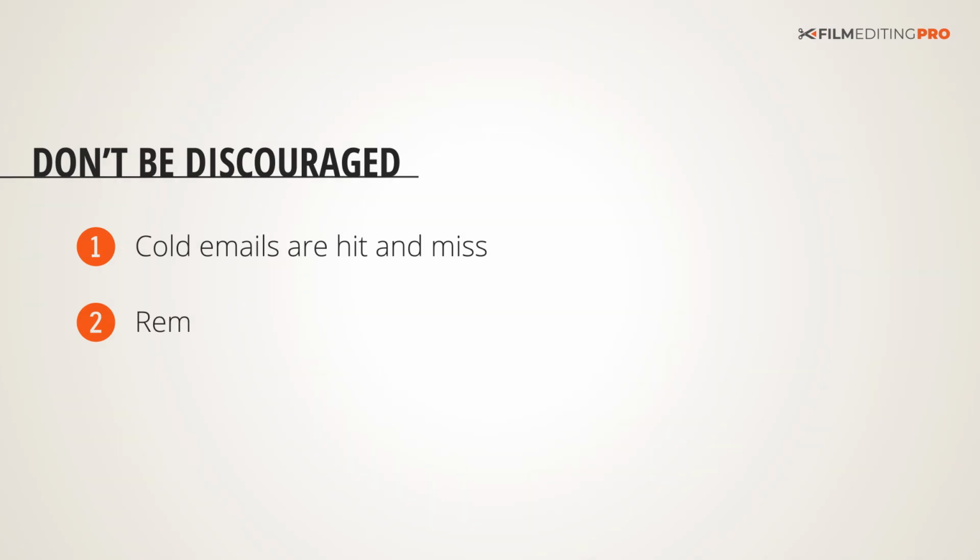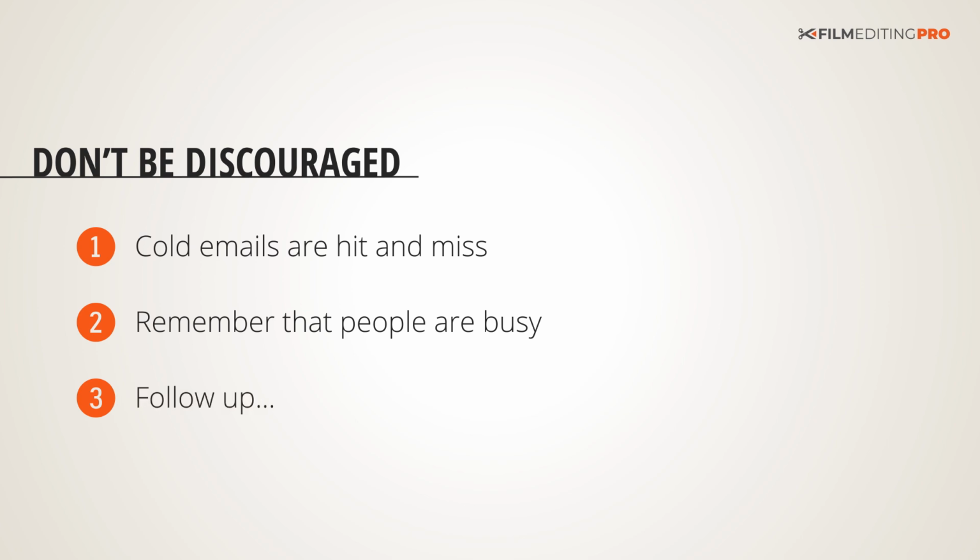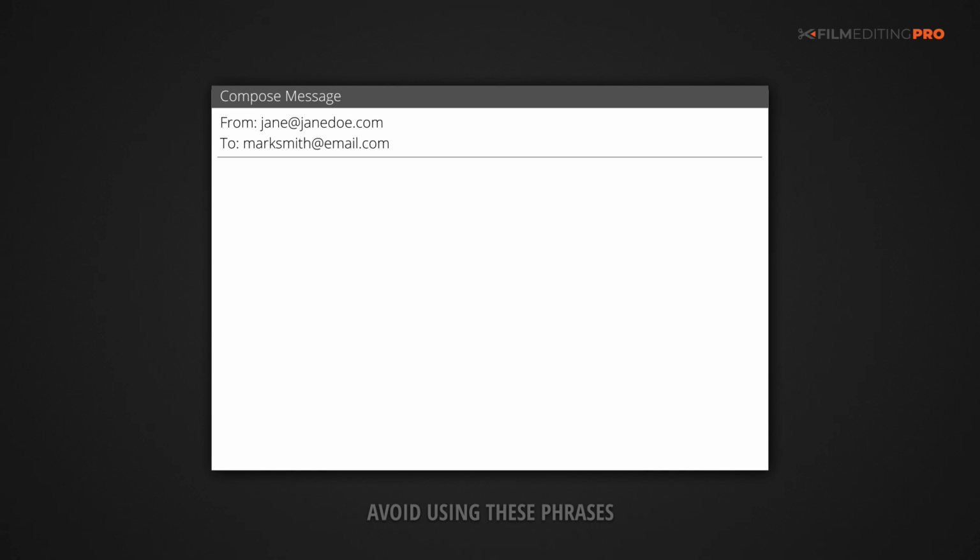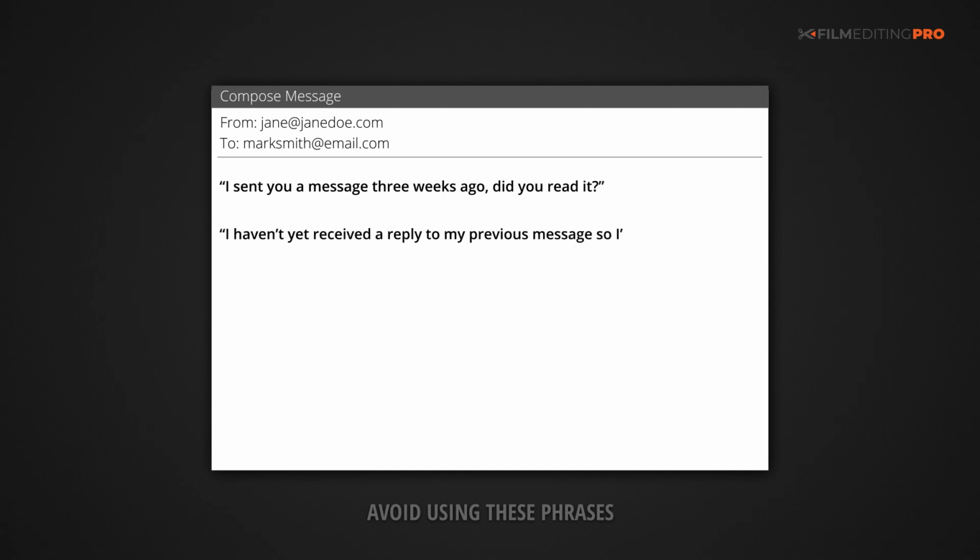So obviously, just try to remember that people are busy. It's possible that your email just came at the wrong time. If you don't hear back, you can always send out a follow-up email, but be careful about how you do it. For example, here are some phrases that you should probably try to avoid using. I sent you a message 3 weeks ago. Did you read it? I haven't yet received a reply to my previous message, so I'm resending it. I saw you read my message, but haven't replied yet. These are all a bit aggressive, and they're probably going to irritate the recipient.